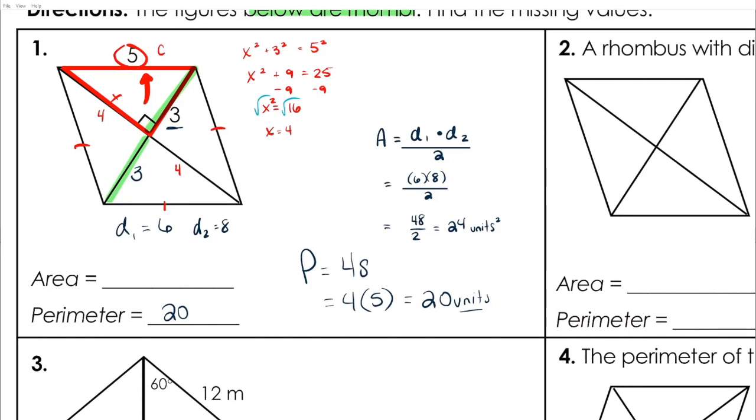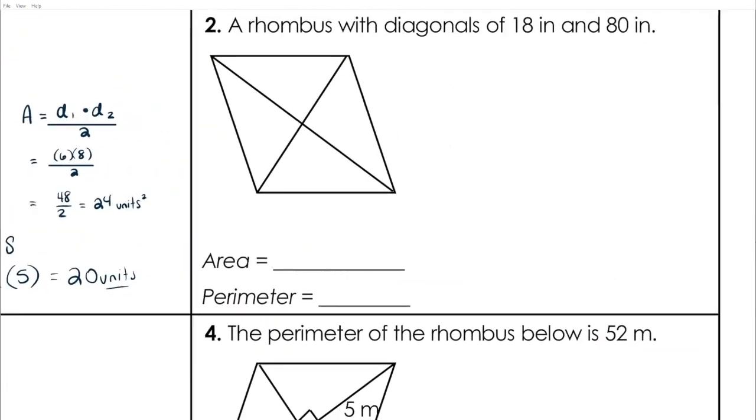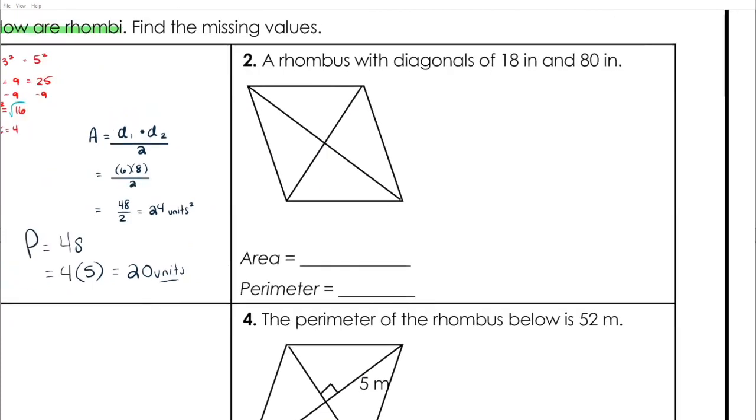Any questions on number 1? Moving over to number 2. They told us we've got a rhombus that has diagonals of 18. So we'll let this guy be 18 and diagonals of 80. So we'll let the other diagonal be 80.